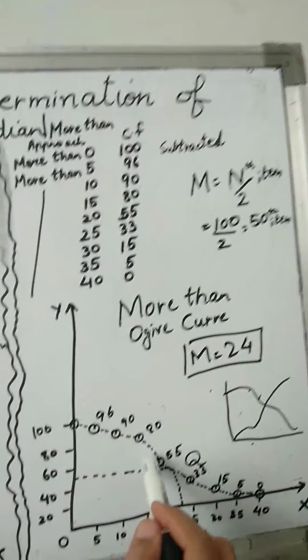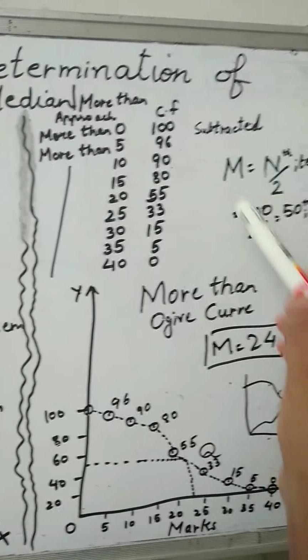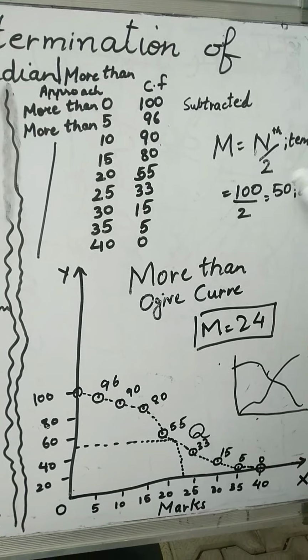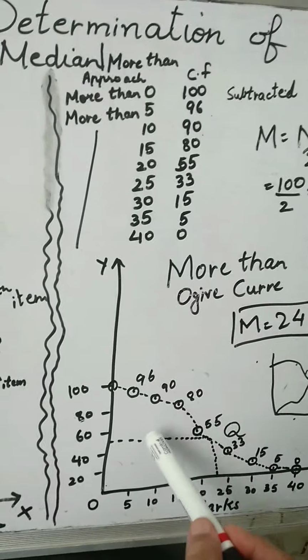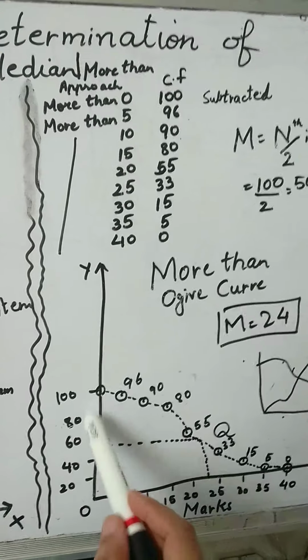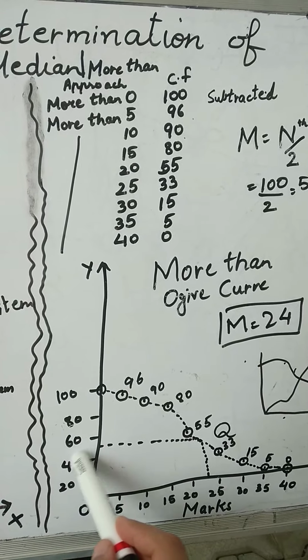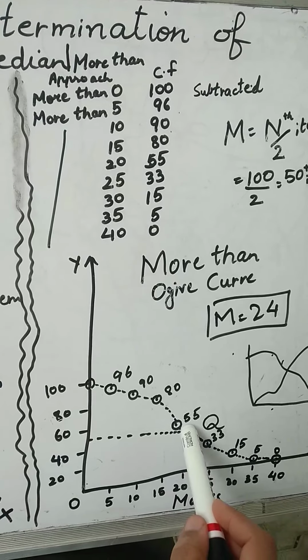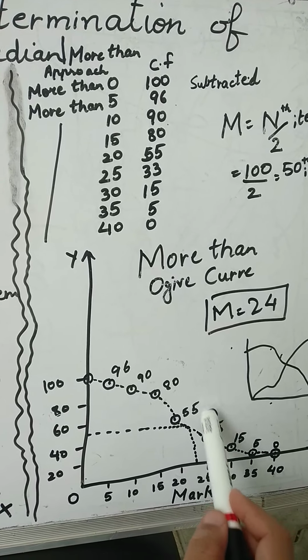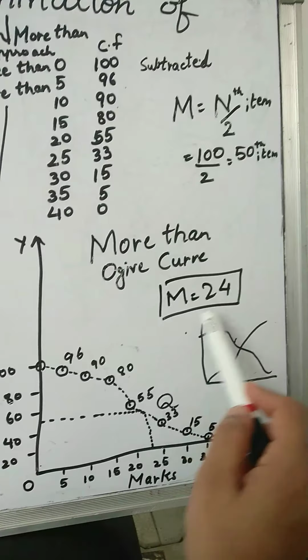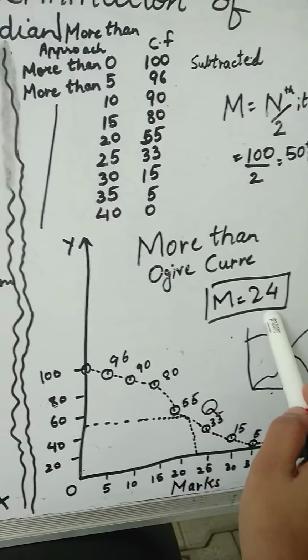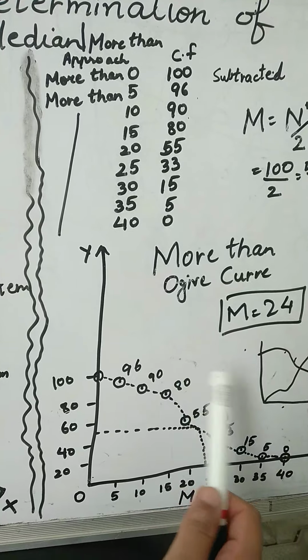After this, the next step was we were told to find the median. Median is equal to n by 2th item, so we will get it as the 50th item. Again we are going to plot it in the same way, against the number of students. 50 was over here. The point where it touched the curve, I have named Q, and we are going to extend it. Again, we are going to get the value of median as 24. Clear? So this was the case of the more than ogive.